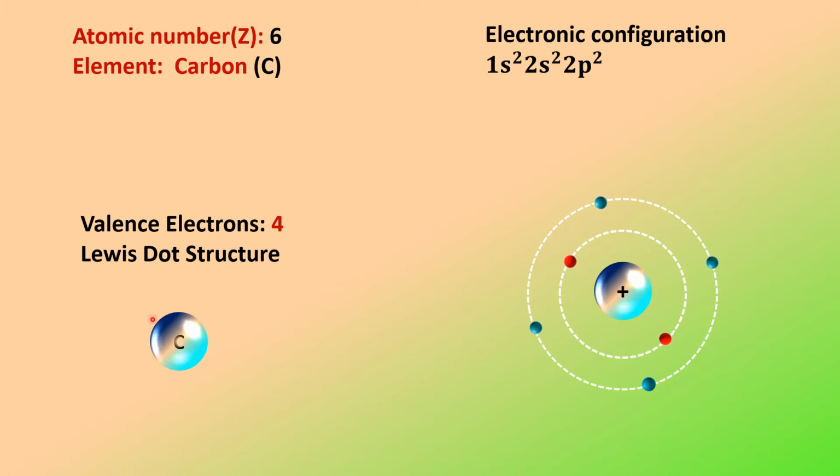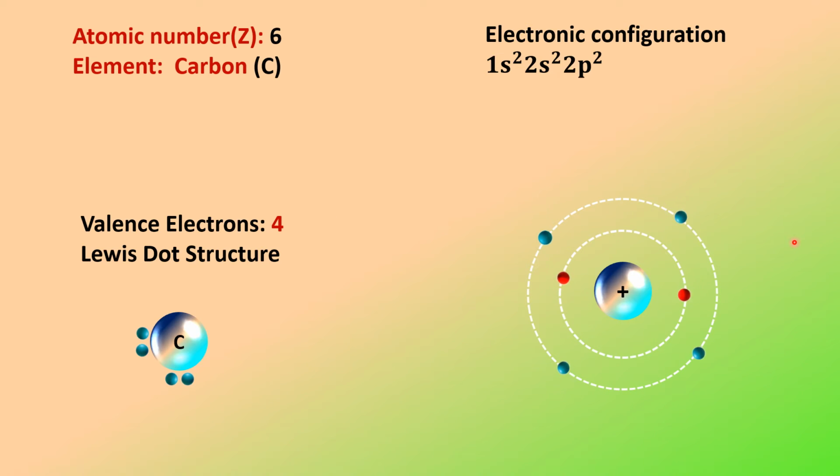Sphere. This is the carbon. And these are the 4 electrons, 1, 2, 3 and 4. So here 2s2, 2 electrons, 2p2, 2 electrons, altogether 4 electrons are present in the second shell, that is the outermost shell. So here we have represented the 4 valence electrons.